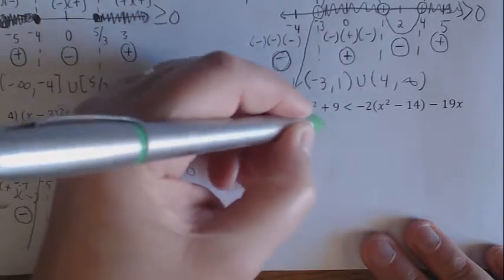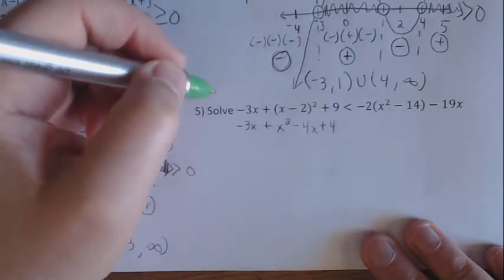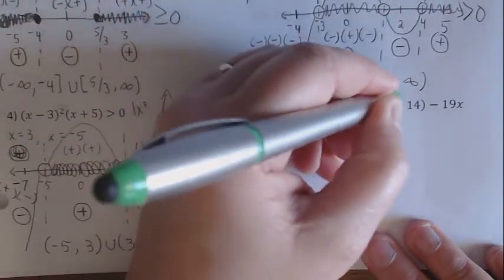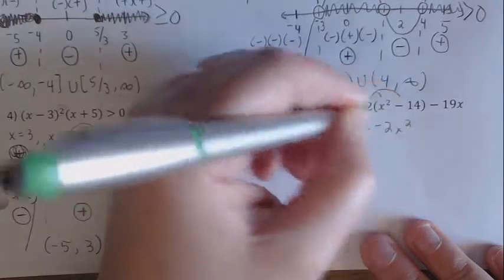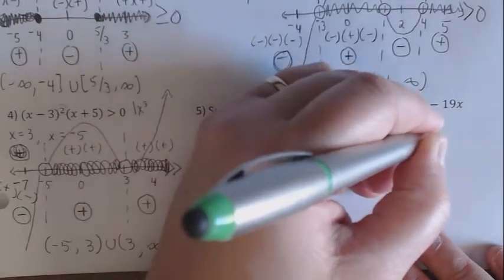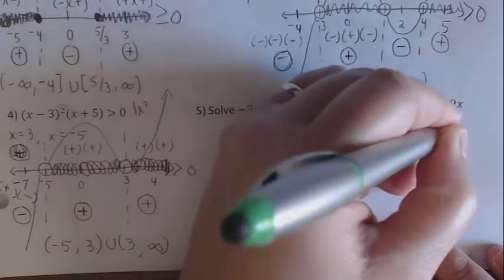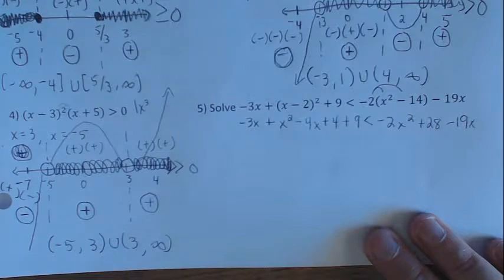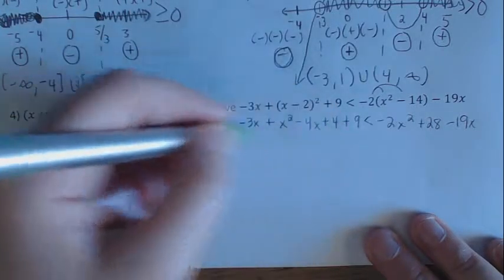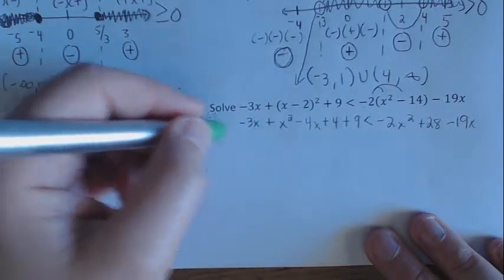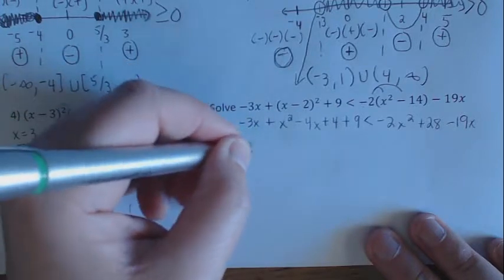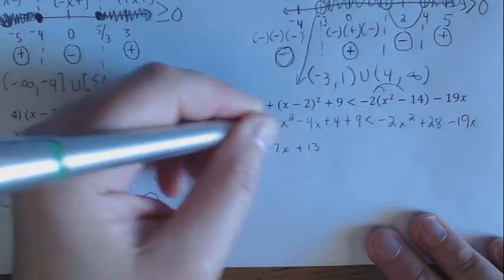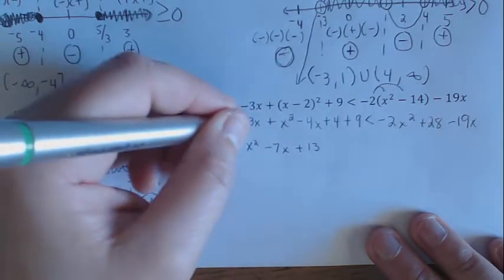So I'm going to square x minus 2 squared and get x squared minus 4x plus 4, then plus 9, and then less than. I'm going to distribute the -2, which gives me -2x squared plus 28, and then minus 19x. So now I have everything multiplied out, and now I'm going to add like terms on the left. I want to put it in descending order, so it gives me x squared, and then -3x and -4x is -7x because the signs are the same, and 4 and 9 is 13.